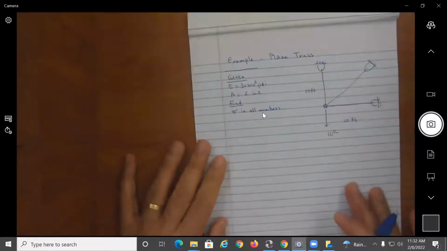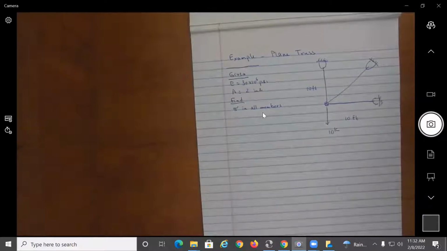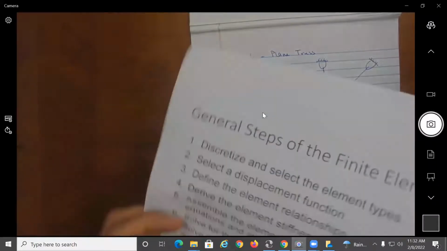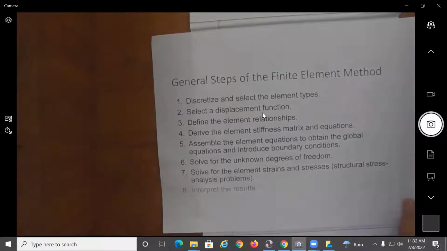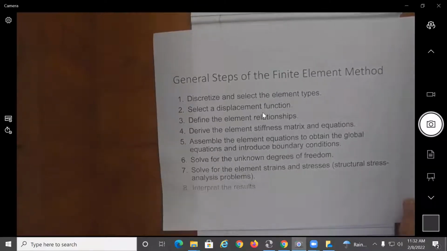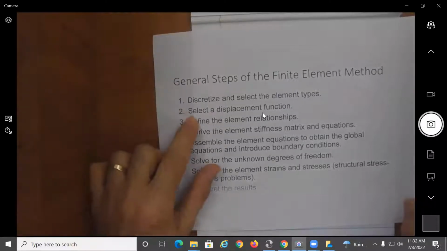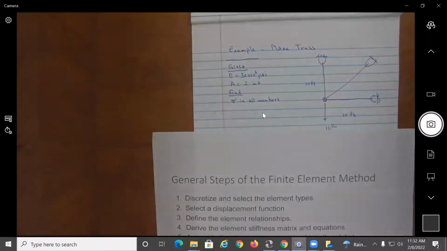And I want to use this example to establish the procedure that we're going to follow to solve problems like this using the finite element method. Remember these steps? We're going to put them in practice. So we're going to follow along these steps. Discretize and select the element type. If I look at this, we are using what type of element? Bar element.